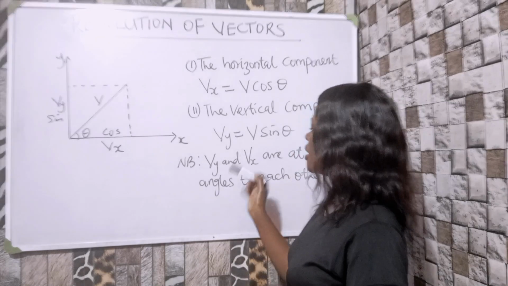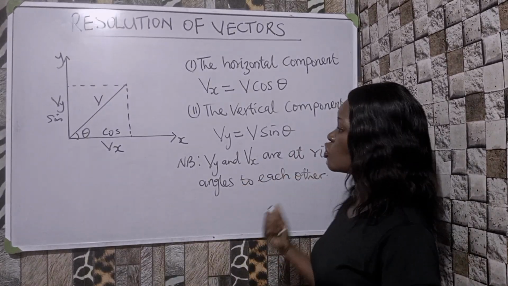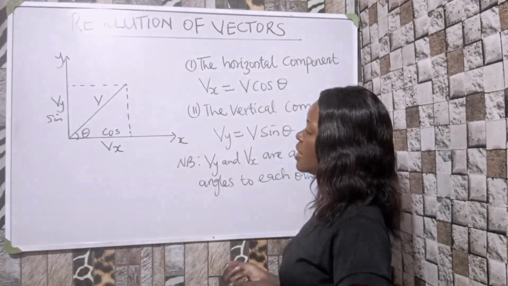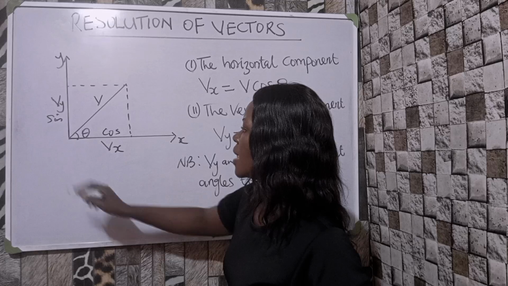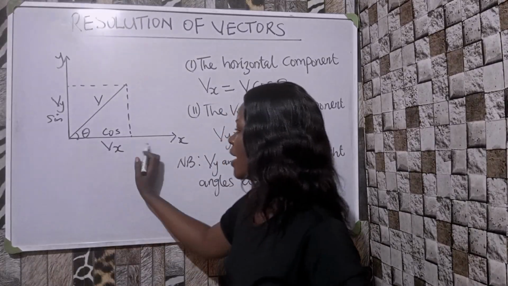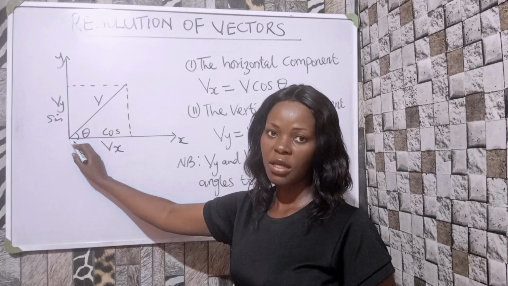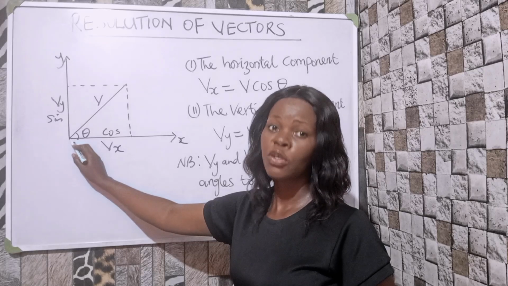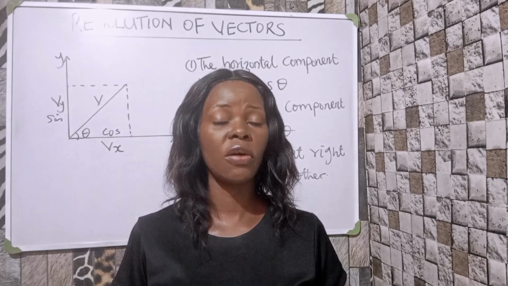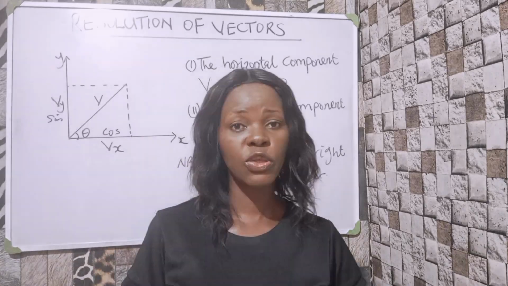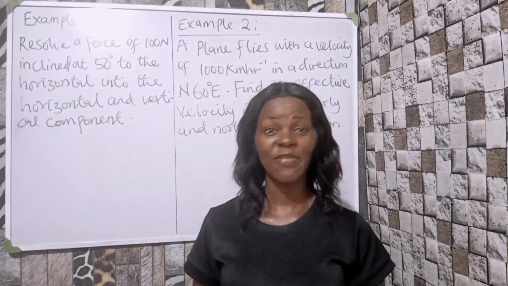Then note that Vy and Vx are at right angles to each other. So it means that Vy and Vx must be at right angle. In other words, this must be a right angle triangle. So let us look at a few examples under resolution of vectors.